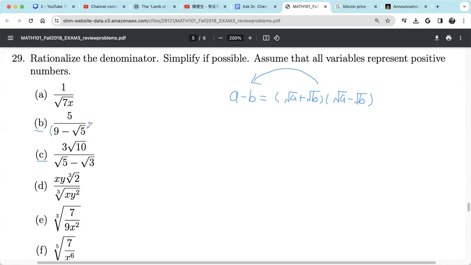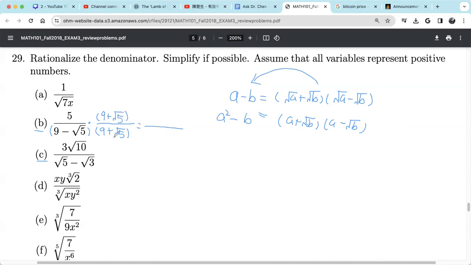So here we see we have 9 minus square root 5. So we treat this as A minus square root B form. So I could have this, right? I could have A plus radical B times A minus radical B. In that case, I have A squared minus square root B squared, just B. So in this case, we have 9 minus radical 5. So I want to multiply by 9 plus radical 5. Of course, I will do the same for the numerator because I can only multiply by 1 for my expressions.